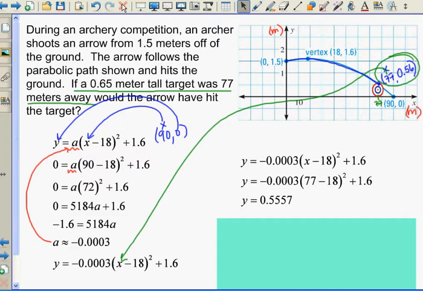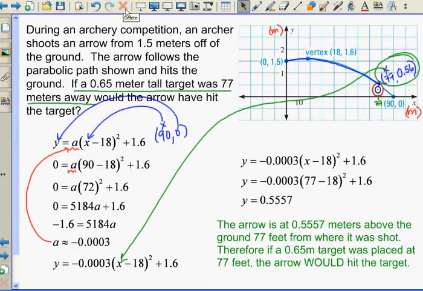So the arrow is definitely somewhere on that target. It's not in the middle of the target, but it is on the target since the arrow is lower than the height of the target. And that's what we want to know, right? The arrow is at 0.5557 meters above the ground, 77 meters from where it started. Therefore, if we put a target at 0.65 meters at 77 feet, then it would hit the target. Oh, not feet, meters. All right, so again, if we don't have an equation, sometimes we just have to write it so that we can use the equation to see where our objects are at certain points.